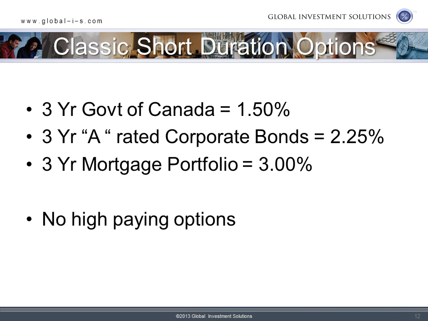A couple of classic strategies. 3-year Government of Canada's would pay around 1.5%. 3-year single A rated corporate bonds pay around 2.25%. And 3-year mortgage portfolios pay around 3%. There are no high paying options in the classic strategies, except that they will prevent you from losing money if interest rates rise because you'll have a short duration.